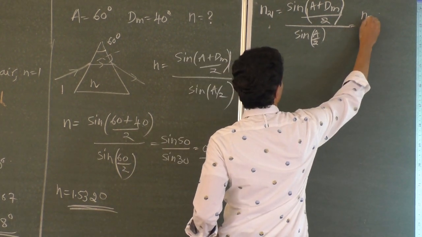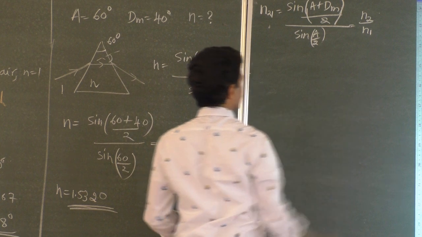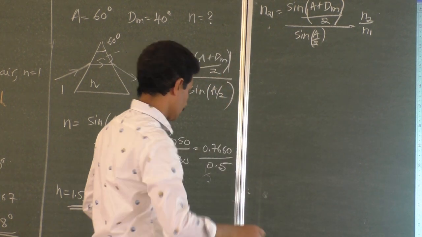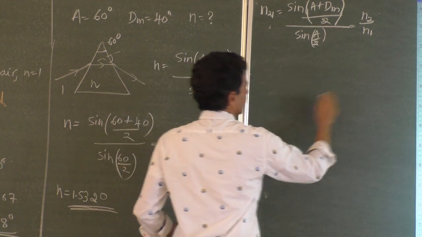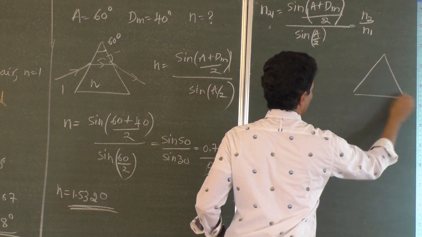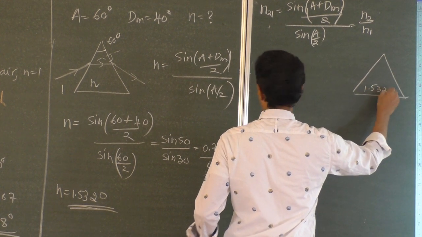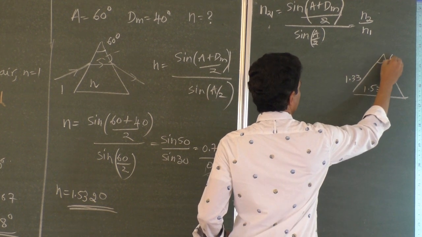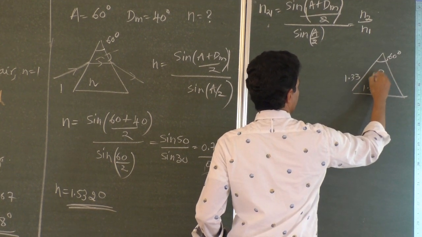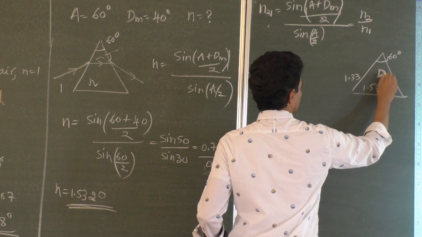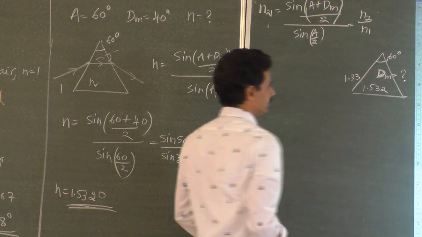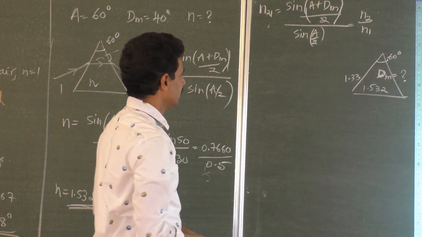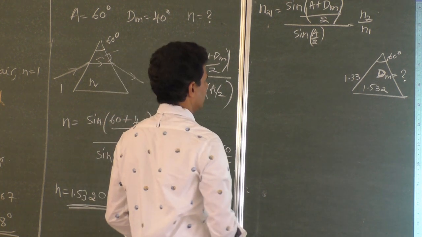n21 is equal to n2 by n1. You know this one, sin i by sin r. So here we have, I will write it here, 1.532, which is the previous answer, and this is 1.33, and the angle of the prism is 60. What is Dm? That is the question. Minimum value of deviation. Okay, we will substitute the formula.